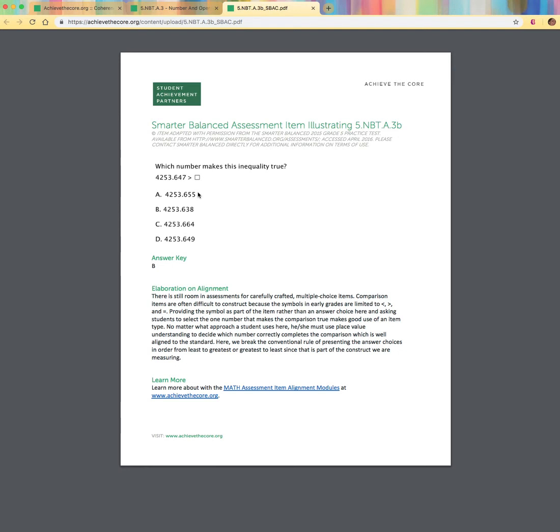So visit Achieve the Core today, explore these coherence maps. I think you'll find them to be useful when you need to remediate instruction for your students, for just general planning purposes, when you're planning your lessons for your classes, and for understanding how your target standard actually plays a role in the larger scheme of things and in the grade levels to come for your students.